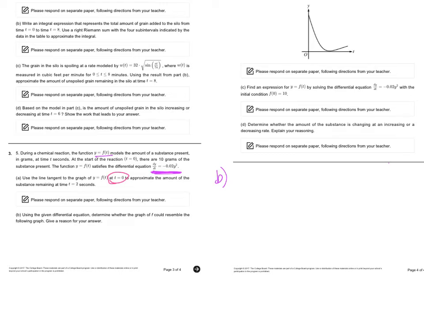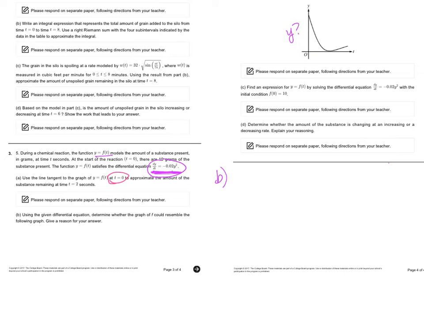Now, I would probably go, all right, what do I notice? There's several things that you could do. To me, I try to get it in the fastest way. So the fastest way I see is this is the derivative. So they're asking, is this graph, could that be the graph of y? Okay. So using the given differential equation, determine whether a graph of f could resemble the following graph. So remember, f is y equals. So is y or f that graph?